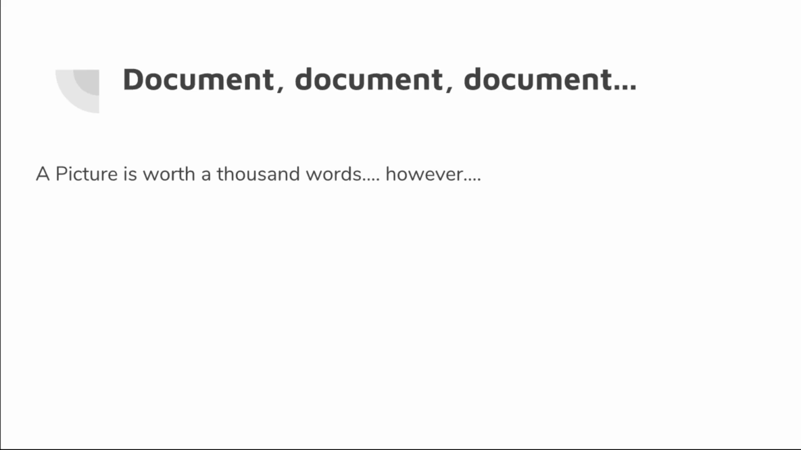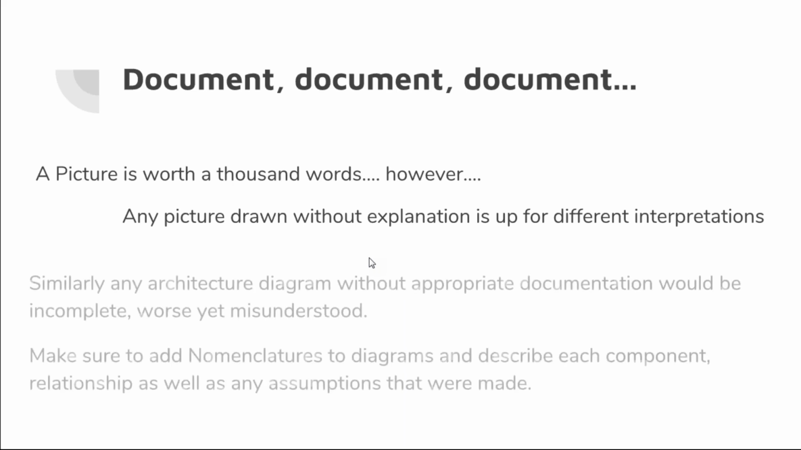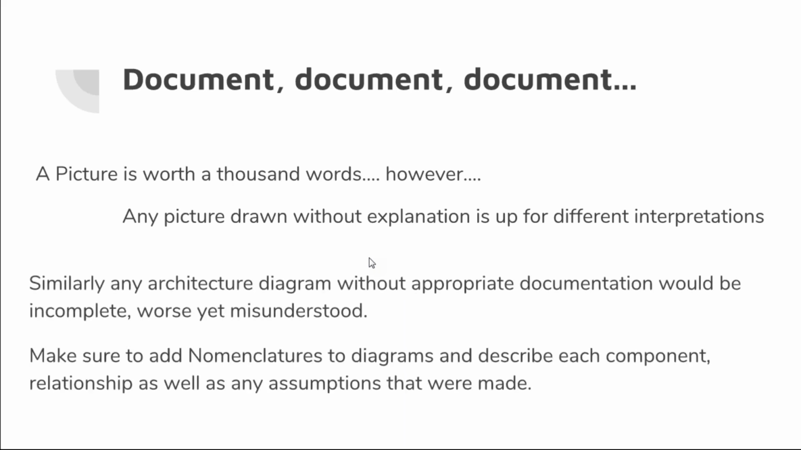I mean, it's like, well, a picture is worth 1,000 words. Yeah, sure. However, especially in the architecture world, if you don't have an explanation for what that picture means, then everybody is going to basically derive information from that picture based on how they perceive it, right? Architecture is no different. You put an architecture diagram together and you don't put in any appropriate documentation. Not only is it incomplete, so that people won't know what you are trying to tell them, but worse yet, people are going to derive wrong information out of it.